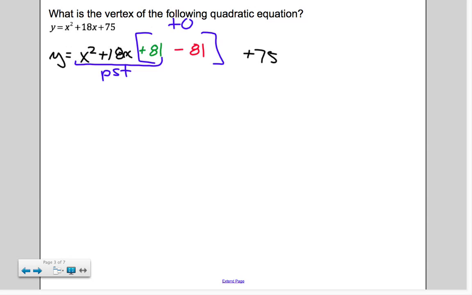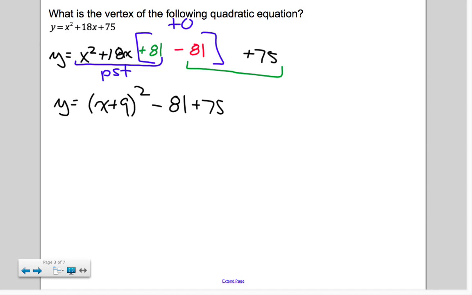So now we can do what Katie said. We know that this is the PST, and now we're left with this over here. So now I can rewrite this equation as y is equal to (x plus 9) quantity squared minus 81 plus 75. I just want to do this one step first, right?